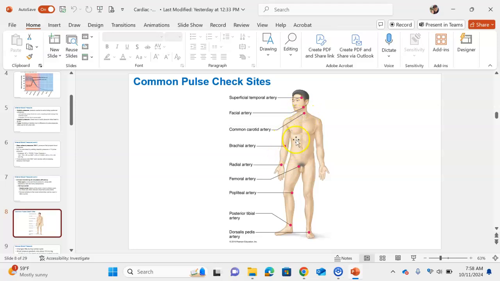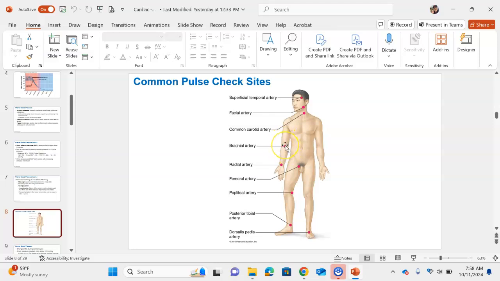The brachial artery right here in the elbow area is generally the artery that is used whenever you're taking a blood pressure. And you can take a pulse with the brachial artery, but it's a little bit more difficult in adults and some small children because of arm mass.